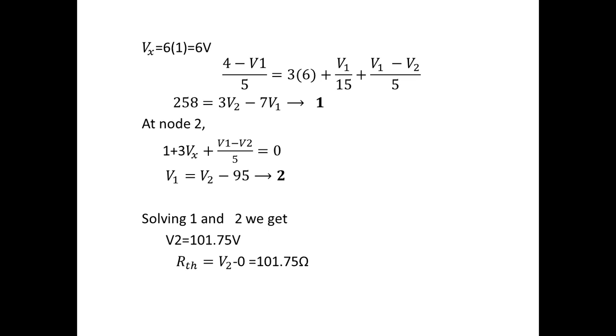So RTH is equal to (V2 minus 0) by 1, which is equal to again 101.75 ohms. So Pmax is equal to VTH square by 4 RTH. On substituting the values, we get 22.11 milliwatts.